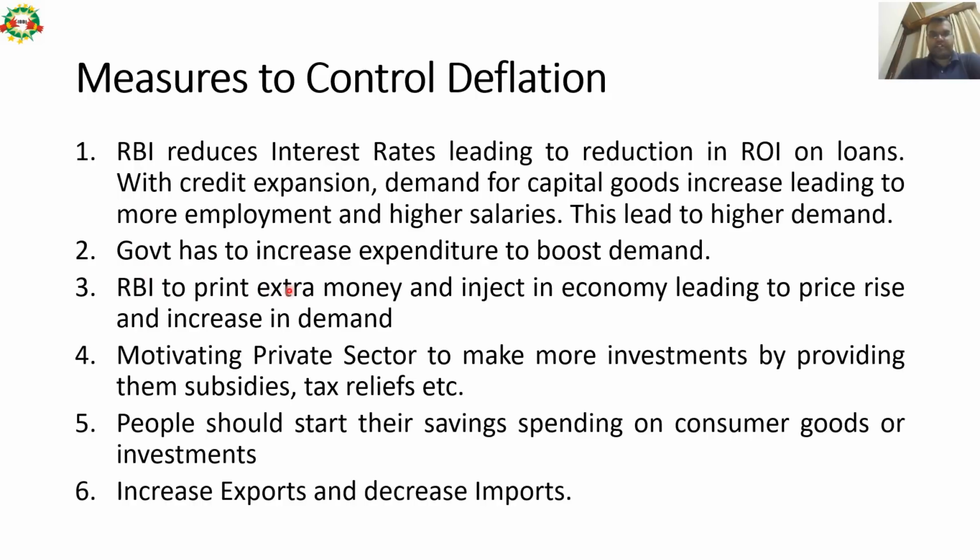Then the government has to increase expenditure to boost demand. Government spending should be increased. Government and RBI can print extra money and inject it in the economy, leading to price rise and increase in demand. So it is opposite to inflation. To control inflation, we reduced the supply of money, and to control deflation, we have to increase money supply in the market. Motivating private sectors to make more investments by providing them subsidies and tax relief, and people should start spending their savings on consumer goods and investments. Increase exports and decrease imports.